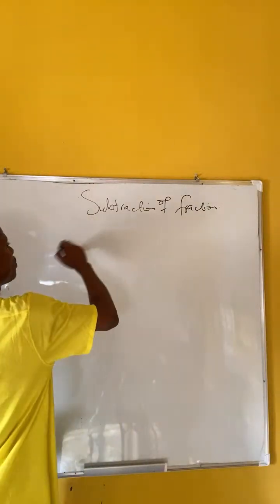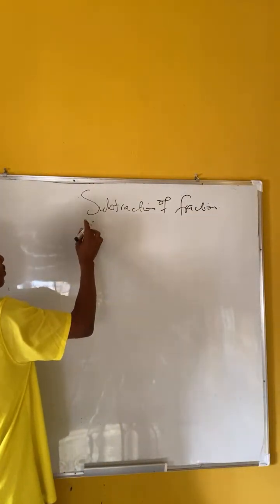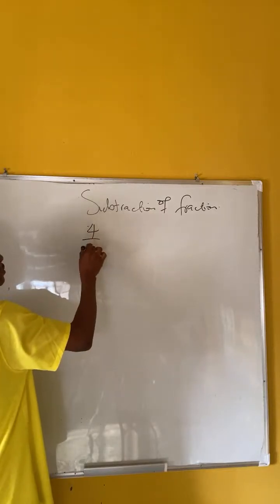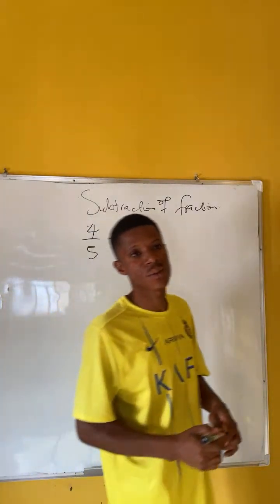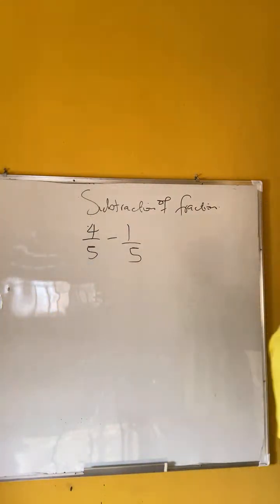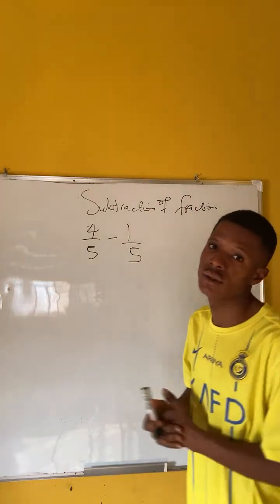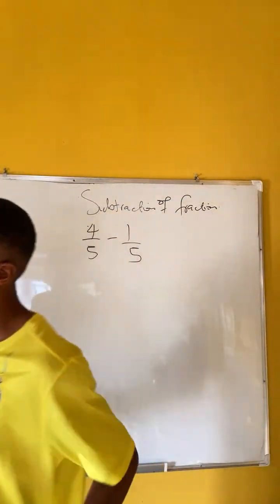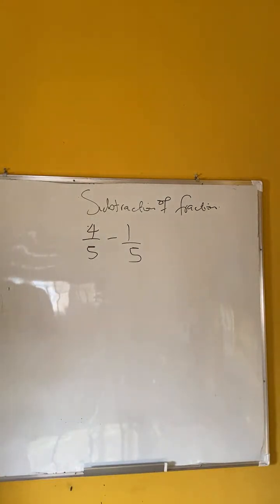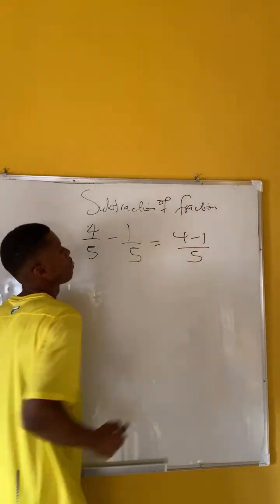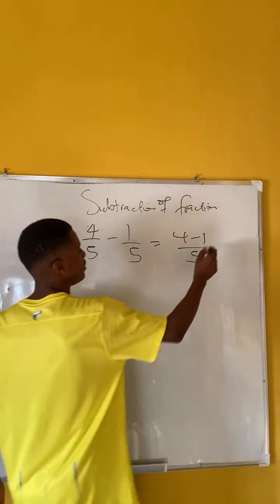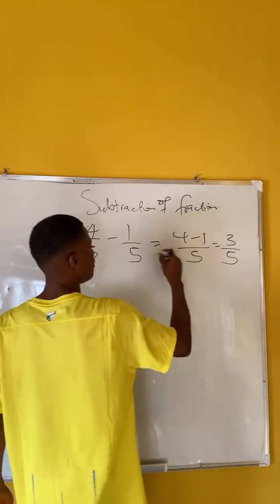First, we look at subtraction with common denominators. Let's say we have 4/5 minus 1/5. Whenever you are subtracting fractions of the same denominator, all you need to do is subtract the numerators. When you notice that the denominators are the same, all you need to do is 4 minus 1, and 4 minus 1 is 3. So the answer is 3/5. That's what is needed.